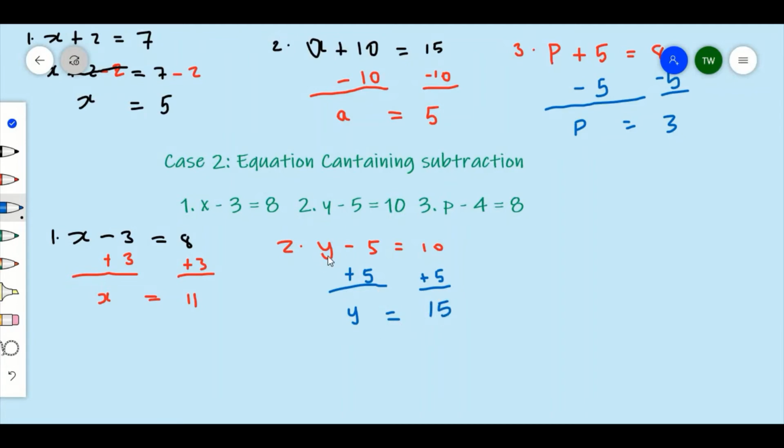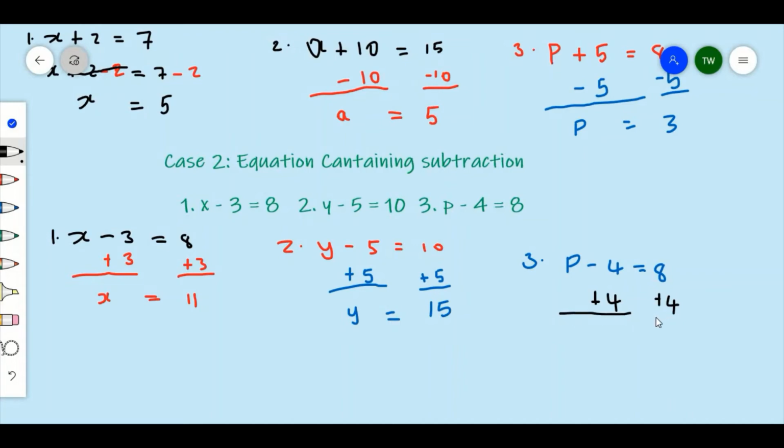Let's test it. If we replace Y with 15, 15 minus 5, that's going to equal 10. So that's absolutely correct. And so our final example for case 2, which is number 3, we have P minus 4 is equal to 8, right? So here, what we're going to do is add 4 to both sides. So we're going to add 4 to this side, and we're also going to add 4 to this side.